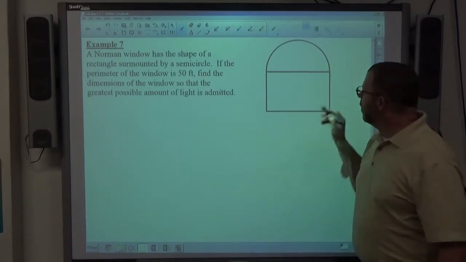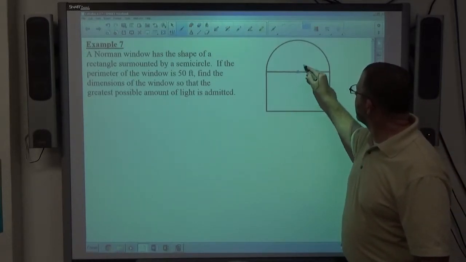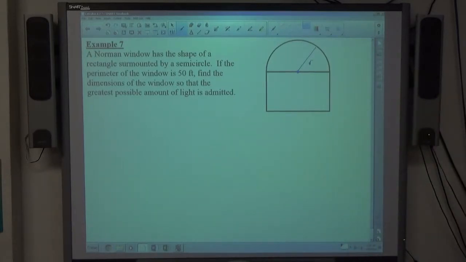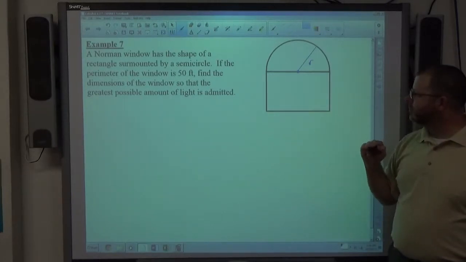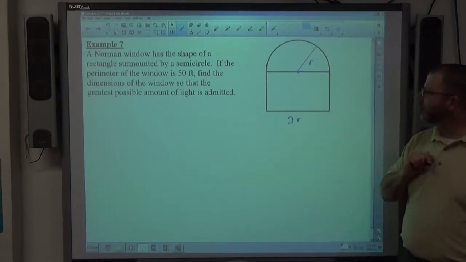So what I am going to do here is put a radius on there, and let's just call that R to give it a name. If the radius of the semicircle is R, how long is this piece down the bottom? 2R. 2R, very good. R to the right, R to the left is 2R across.